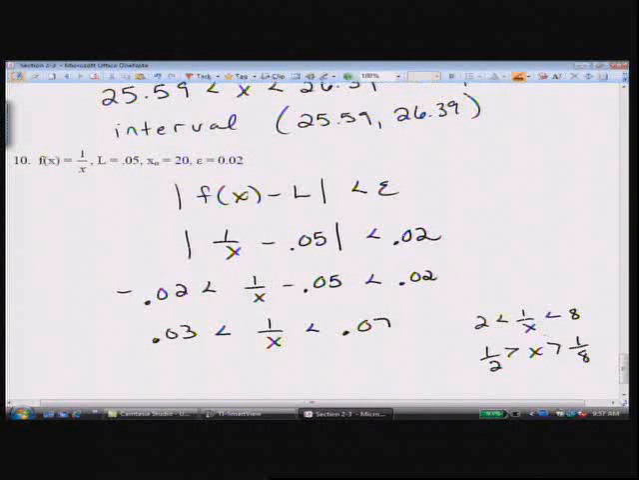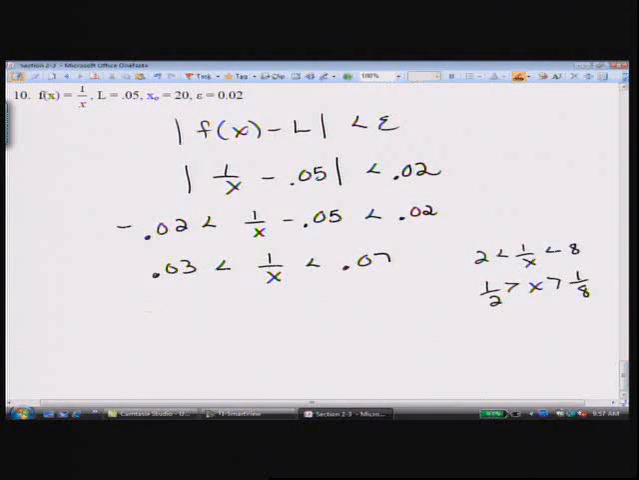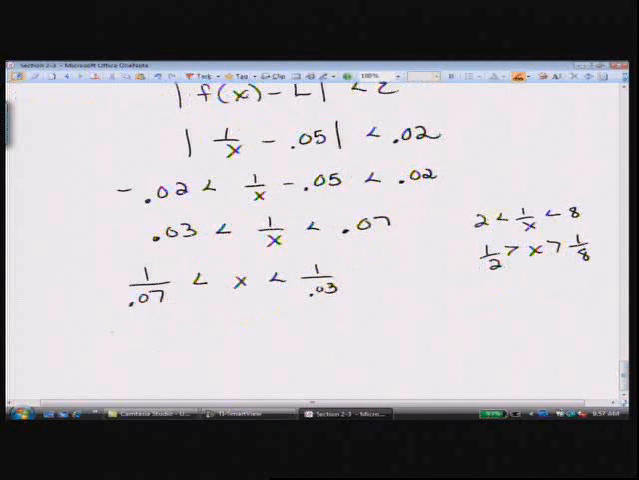Okay, so the same is true here. If I flip this, it's going to be 1 over 0.07 is less than x, which is less than 1 over 0.03. Does that feel okay? I don't know if you've ever seen that, but it's very exciting. Okay, and so then 1 over 0.07, if you calculate that on your calculator, is 14.2857, is less than x, which is less than 1 over 0.03, which is 33.3333 forever.